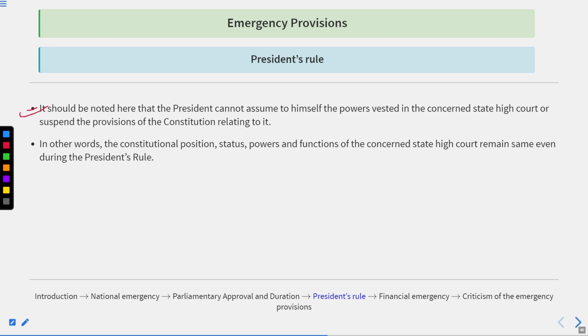Thereafter, it should be noted here that the president cannot assume to himself the powers vested in the concerned state high court or suspend the provisions of the constitution relating to it. It means that state high court provisions cannot be suspended. In other words, the constitutional position, status, powers, and functions of the concerned state high court remain the same even during the president's rule.